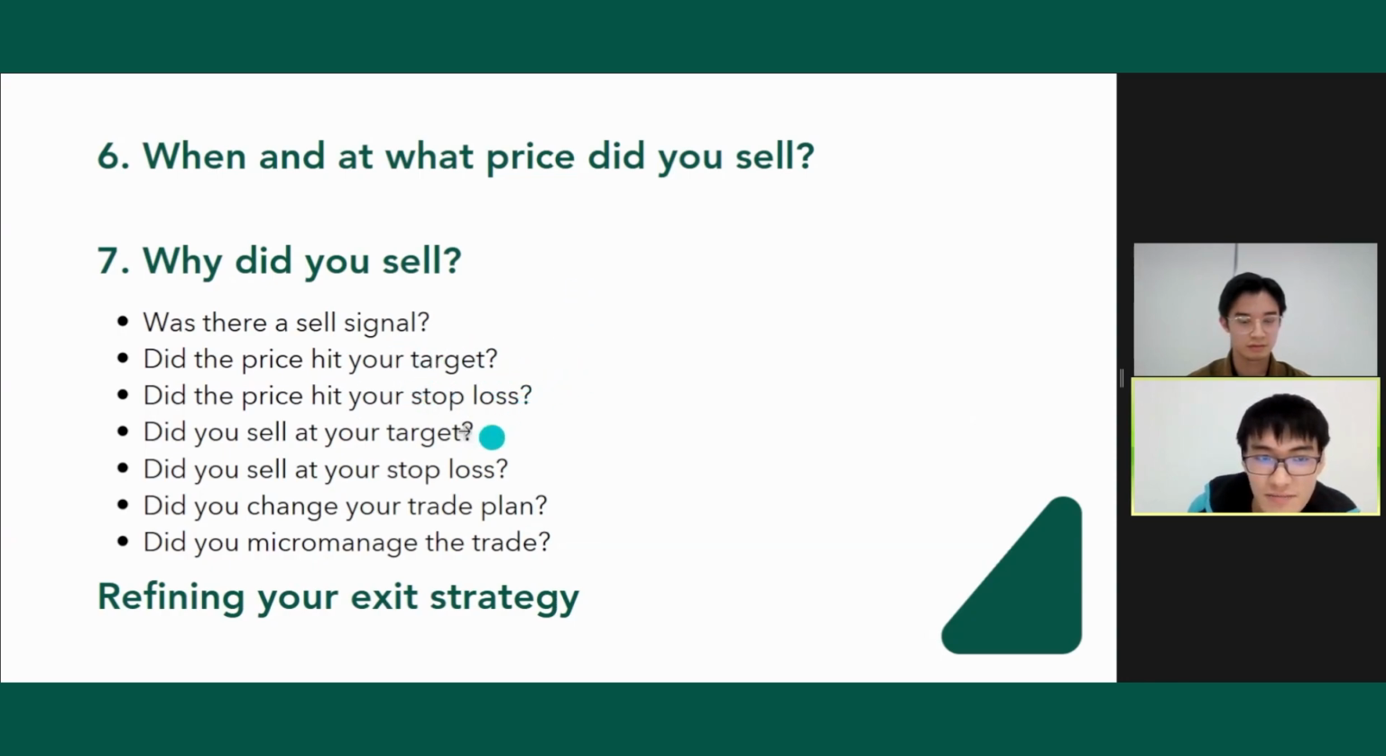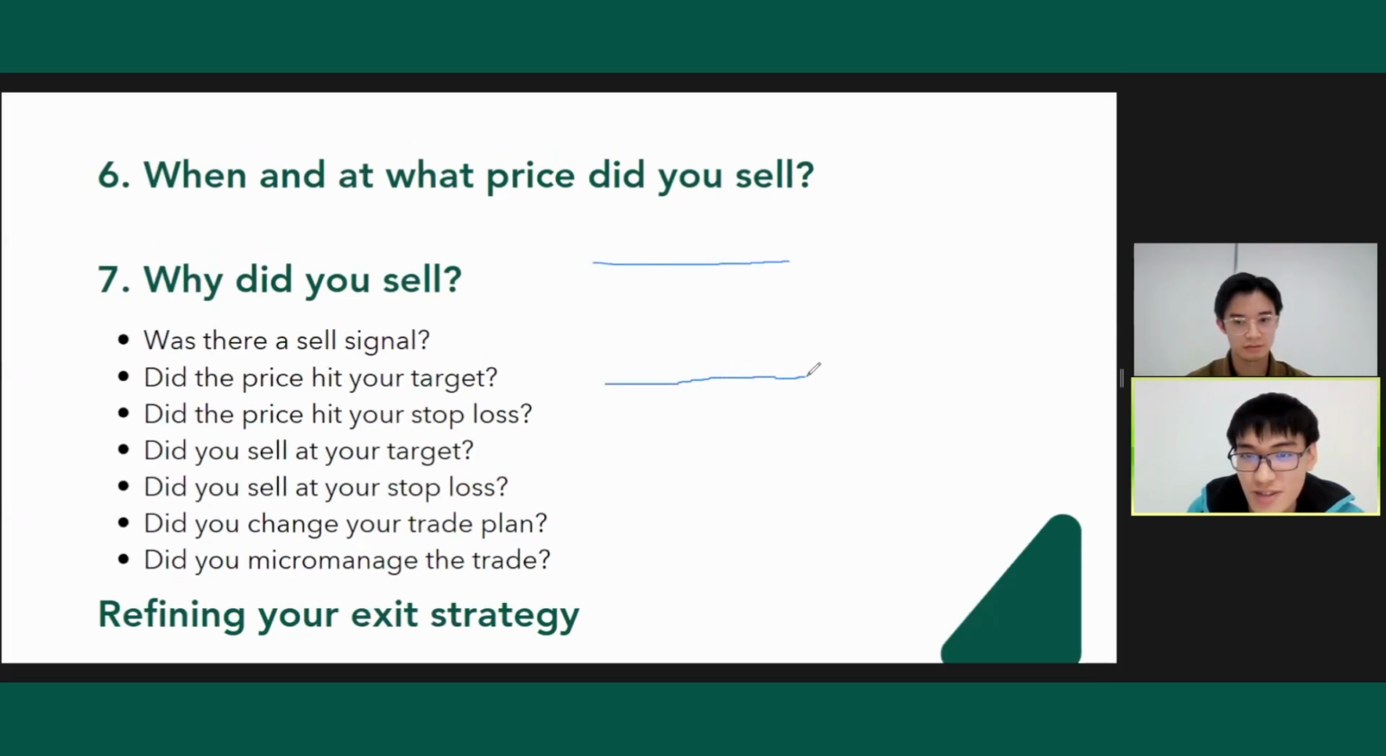So there. Did you sell at your target? Did you sell at your stop loss? So there are instances where price already hit your target, but you didn't sell. So what happens is price went down, right? Wait, so let's draw that one. So let's say this is the resistance, this is the support. So let's say you bought here. Tapos price went up, tumama na sa resistance, this was your target, but you did not sell. What happened? Boom, price went down. Right?